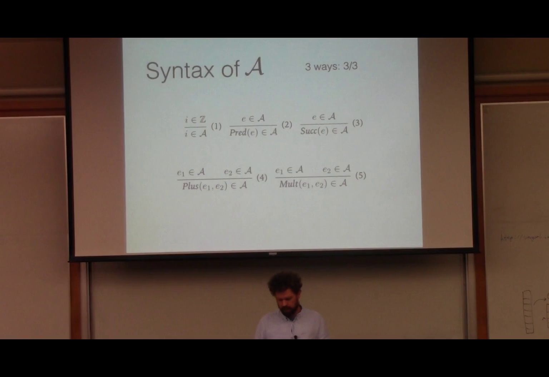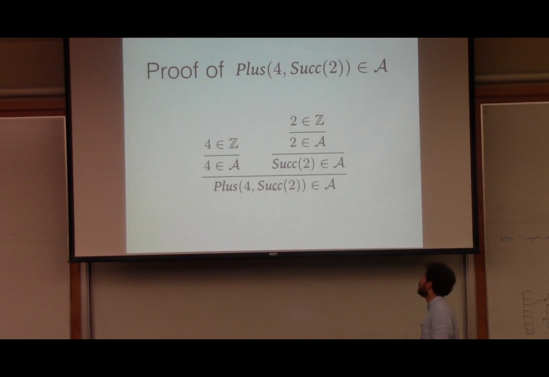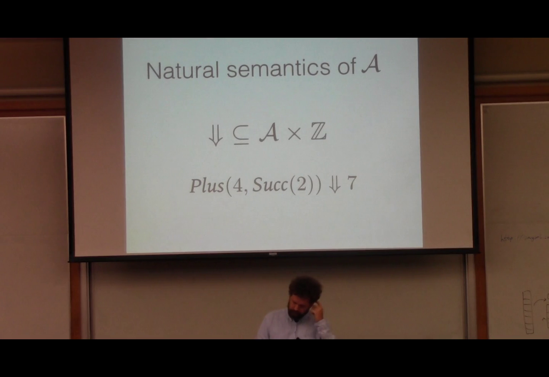Okay. And then we can talk. So if we write these rules, then we can actually show evidence for something being in the set by forming a tree that shows, okay, plus of 4 and suc 2 is in our language of arithmetic. Okay. So now let's start talking about the dynamic semantics, the dynamics of this language.